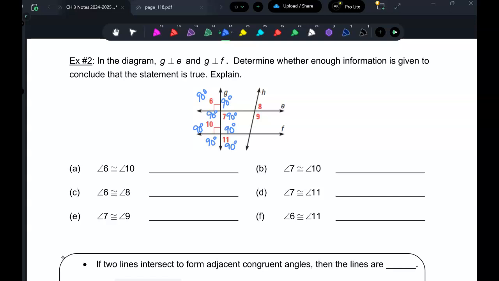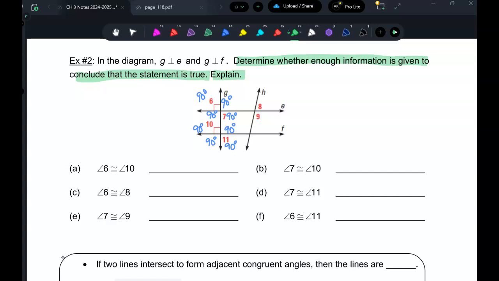Now take a look at where 8 and 9 are. Is there any little square? No. So there's no information there. So now let's look at what we can determine. It says determine again whether there's enough information to conclude the statement is true, and then explain. So we'll just abbreviate.